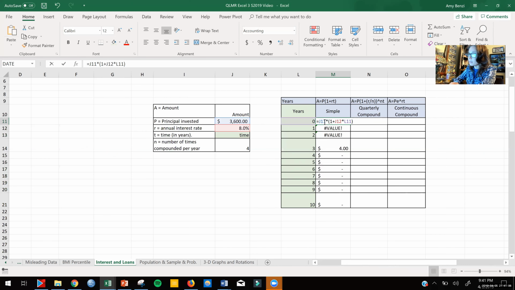And what do I need to do? Hopefully you remember that these cells need to be locked in. So you just put a $ around each of your letters. Remember that your last one is your time, and you do actually want that one to change, so you're not going to lock that one in. And there we go. That makes sense. At 0 years, I have $3,600.